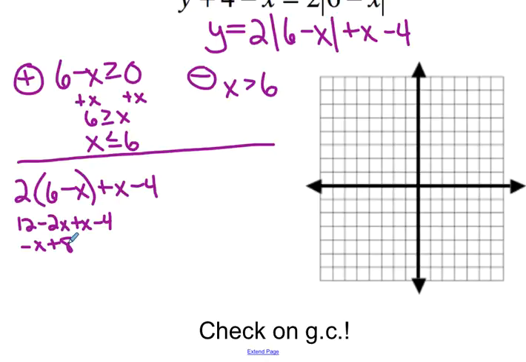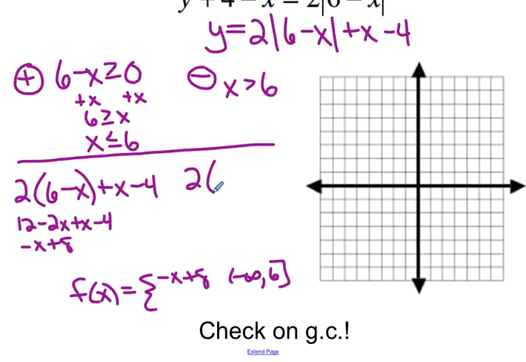So I know half of it. I'm going to have f of x equals negative x plus 8. And that's going to be from negative infinity to positive 6. That's the positive domain. The other one's going to be if I stuck a negative in front of it. So it's going to be 2 times now negative and then my 6 minus x plus x minus 4.